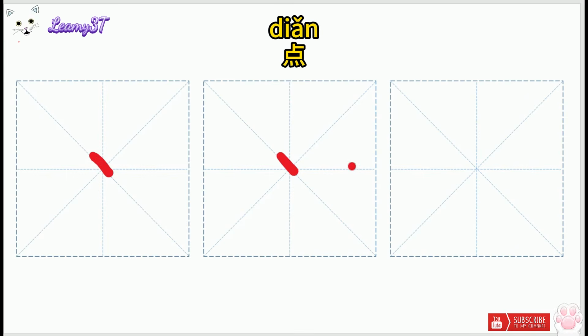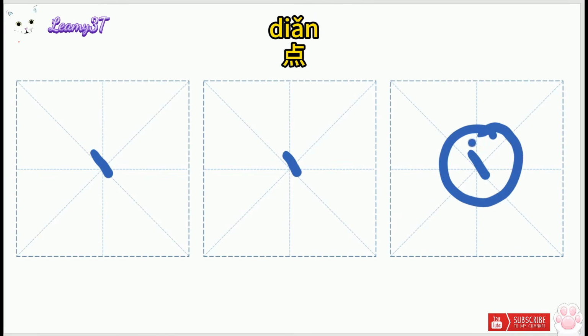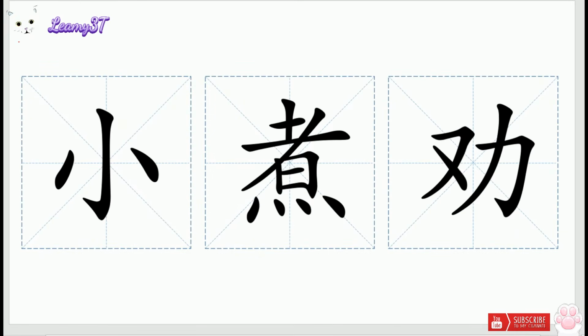Not a circle, not like this. No. Okay, so now let's write one more time. Say 点, 点, 点. Good. Please write the 点 in the middle of the square. And now please find all the 点 strokes in these 3 characters. You have 10 seconds.